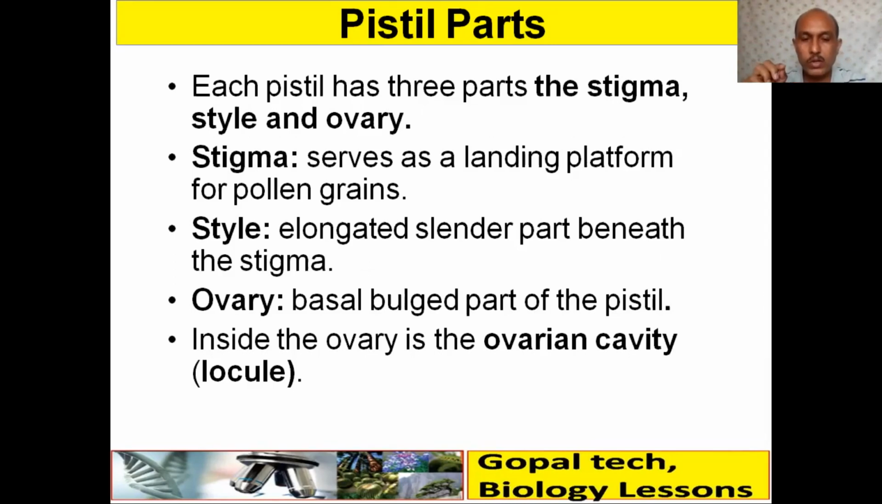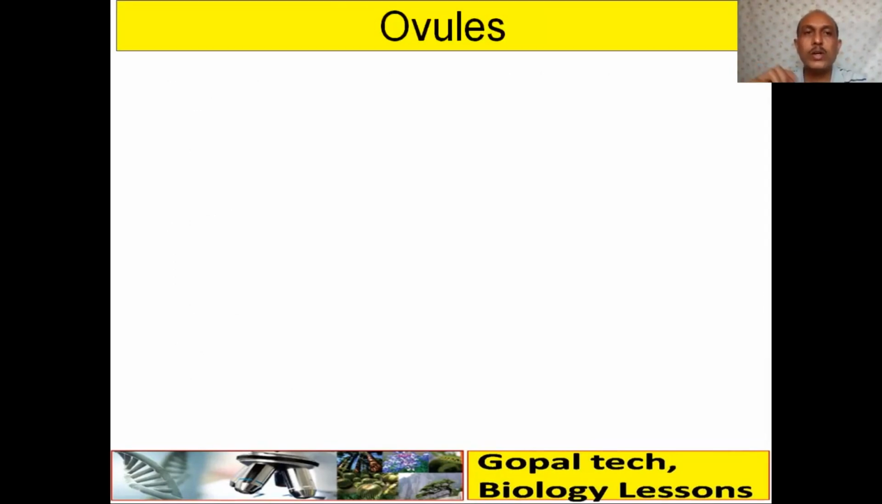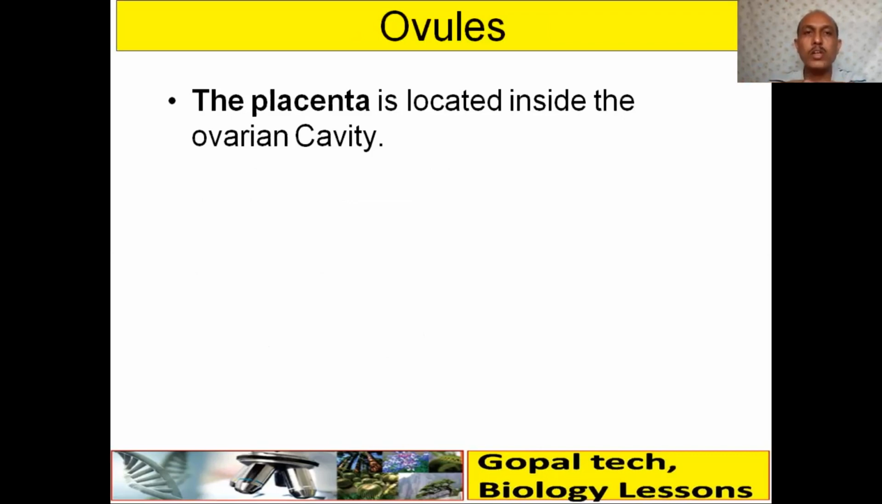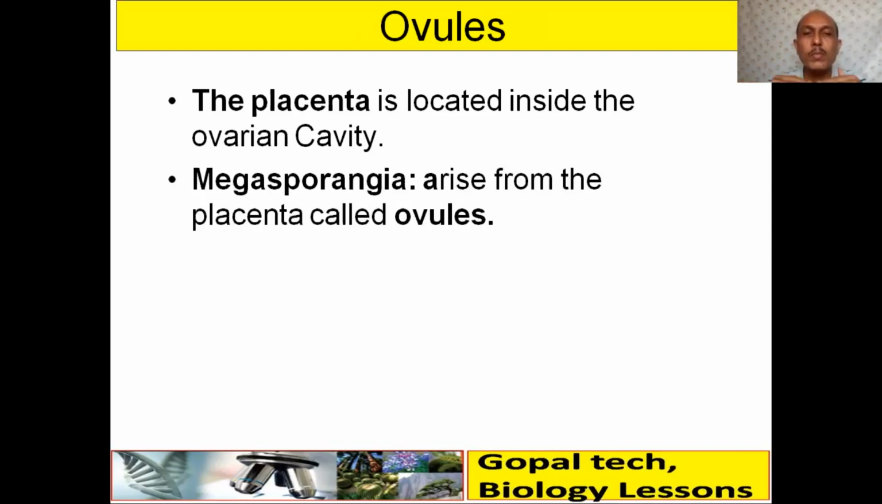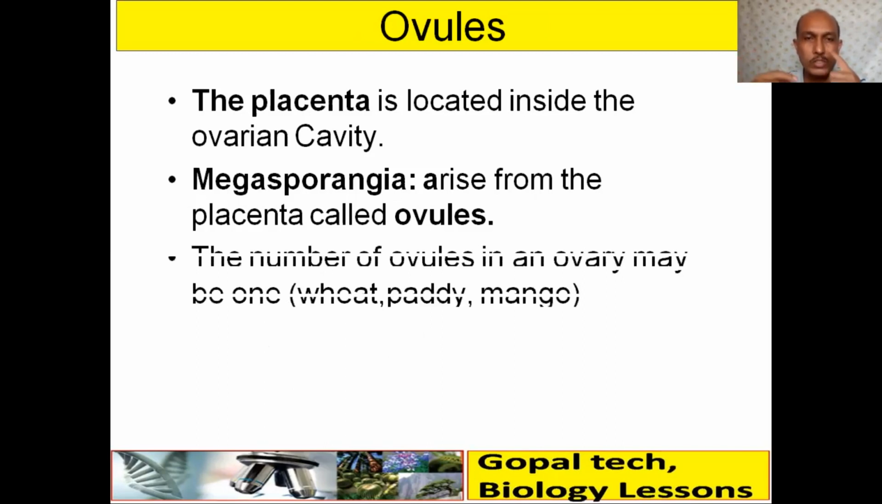Okay, उसके अंदर ovules होते हैं. So what are ovules? Ovules are developed from the placenta and are located inside the ovarian cavity or locules. They are developed from the megasporangia. So megasporangia arise from the placenta, and megasporangia are referred to as ovules when they are mature.